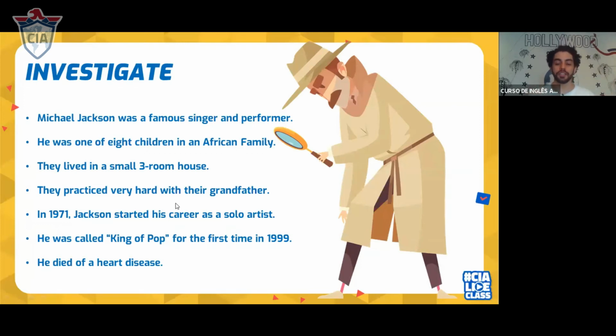Okay, now we have some sentences, and they are about the text that we just read. The first sentence says, Michael Jackson was a famous singer and performer. Is that true or false? True.